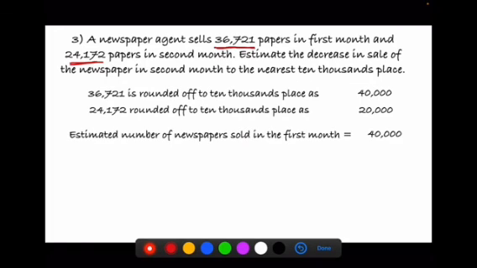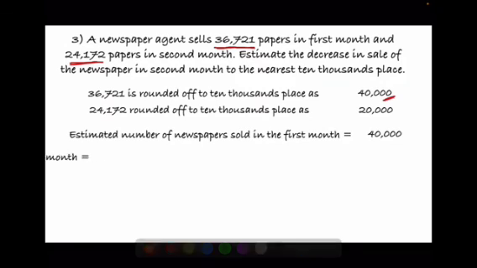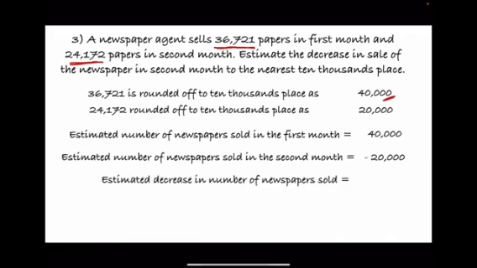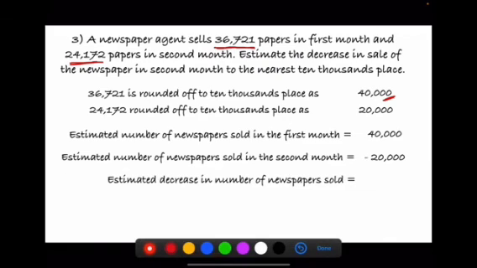Now the estimated number of newspapers sold in the first month, what we have got here, is 40,000. Estimated number of newspapers sold in the second month is 20,000. We'll have to find the decrease in sale. So for that we need to take the difference. So when we take the difference, the estimated decrease in number of newspapers sold, or estimated difference, would be 40,000 minus 20,000. What we get is 20,000.